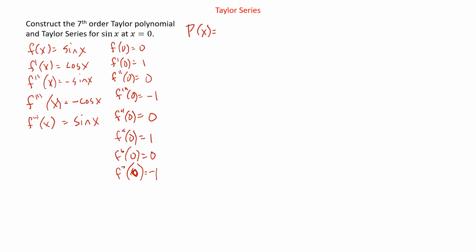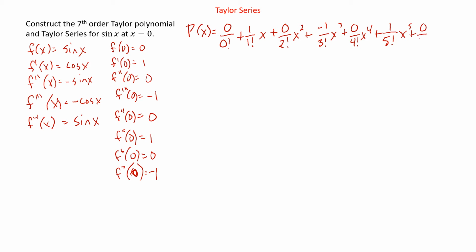P of x will have the first one, which is 0, and then it would be over 0 factorial, which is 1, so that's why we don't usually put that, plus 1 over 1 factorial x, plus 0 over 2 factorial x squared, plus negative 1 over 3 factorial x cubed, plus 0 over 4 factorial x to the fourth, plus 1 over 5 factorial x to the fifth, plus 0 over 6 factorial x to the sixth, plus negative 1 over 7 factorial x to the seventh.